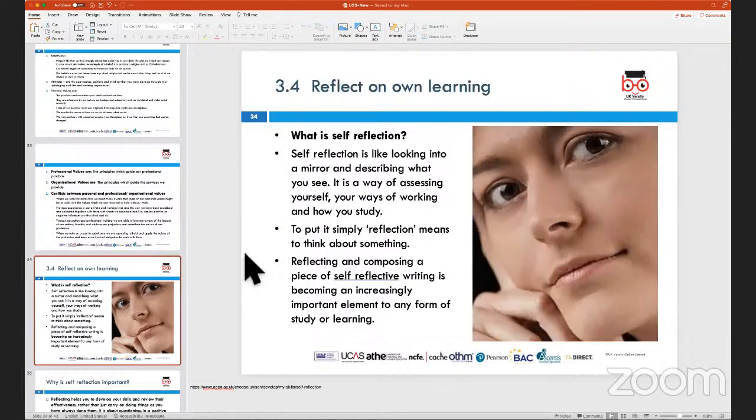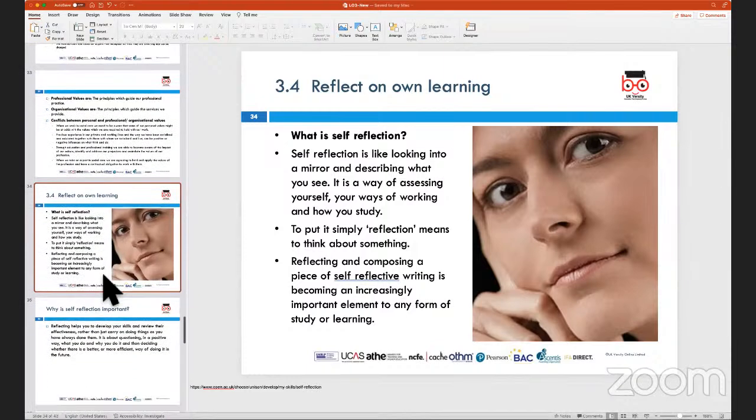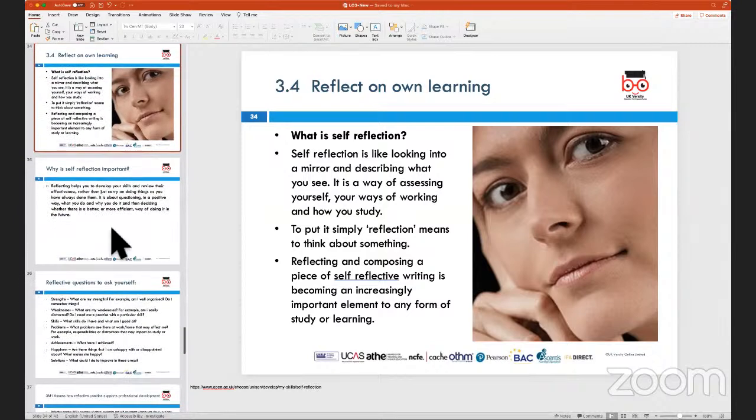Now, let's look at the last assessment criteria, which talks about what is self-reflection. Self-reflection is looking at a mirror, in a way, literally, and describing what you see. It's about assessing yourself and the way you work and how you study and how you do things in life. So basically, self-reflection means you're thinking about something and looking at it through introspection of how you would go about doing those things slightly differently, or how these things would help you in the future. And that would be the process of what is called self-reflection.